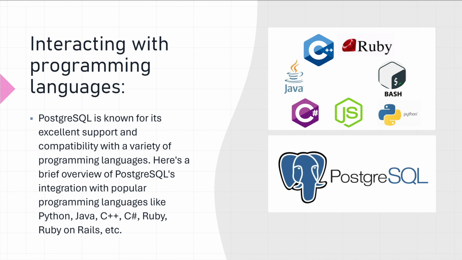Interacting with programming languages. Postgresql is known for its excellent support and compatibility with a variety of programming languages. Here's a brief overview of Postgresql's integration with popular programming languages like, for instance, Python, Java, C++, C#, Ruby, Ruby on Rails, and many others.